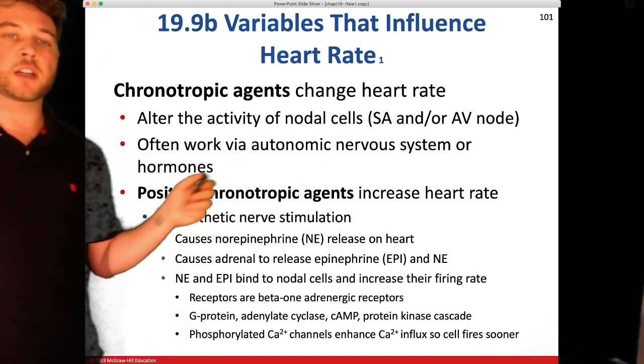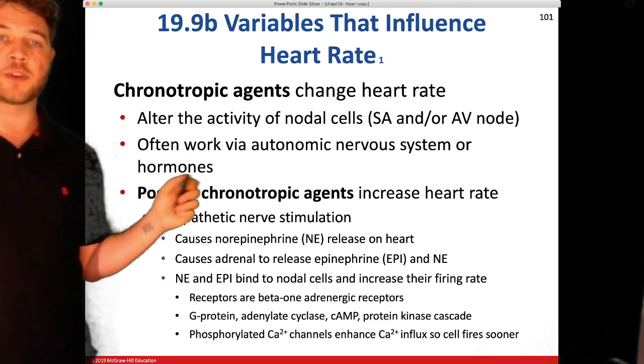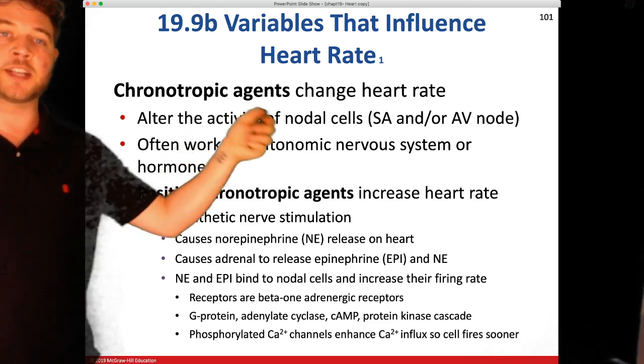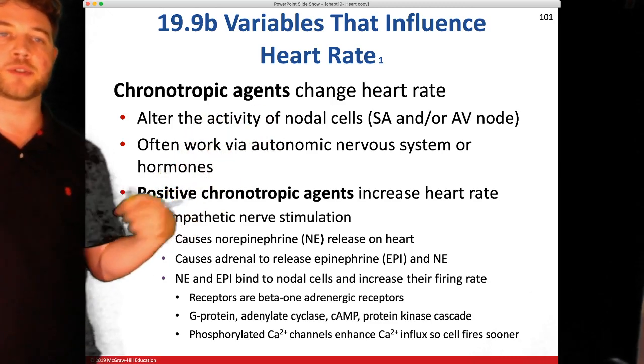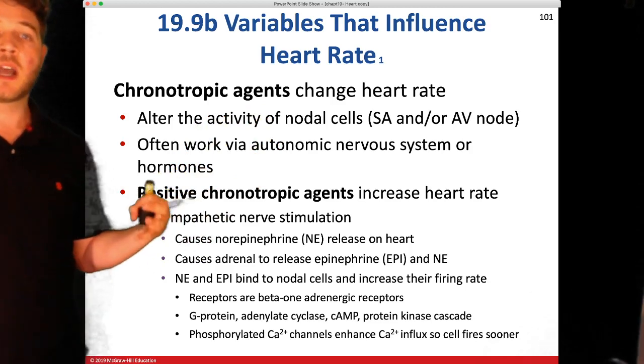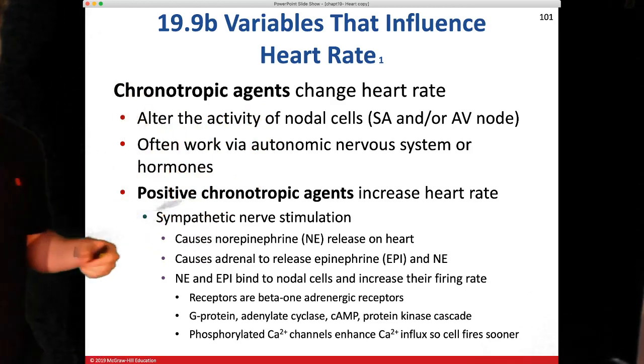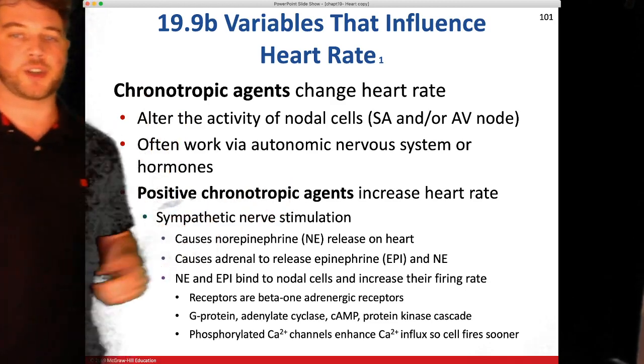They often work via the autonomic nervous system or hormones, so they can do either one. So this is not just one thing. These are agents. These are multiple different things, chemicals or messengers or signals, stimuli that can affect your heart rate. Positive chronotropic agents increase your heart rate.